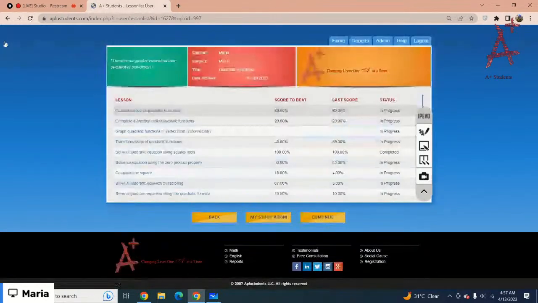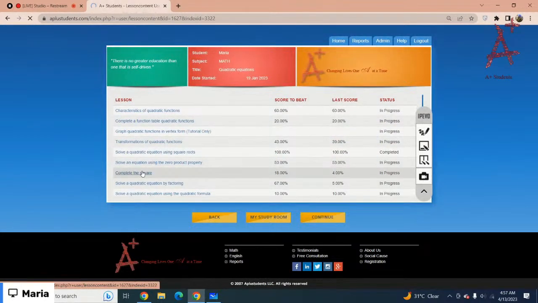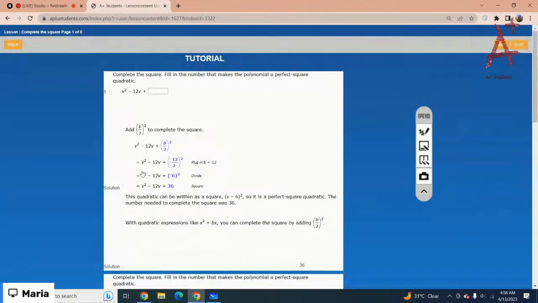And the next lesson is completing the square. Okay, let's just see how to complete the square. Got it? The given equation is v square minus 12v plus the missing number. Basically, you have to complete the square. So whenever you are completing the square, you have to add (b over 2) whole square in the equation. What is b over 2?